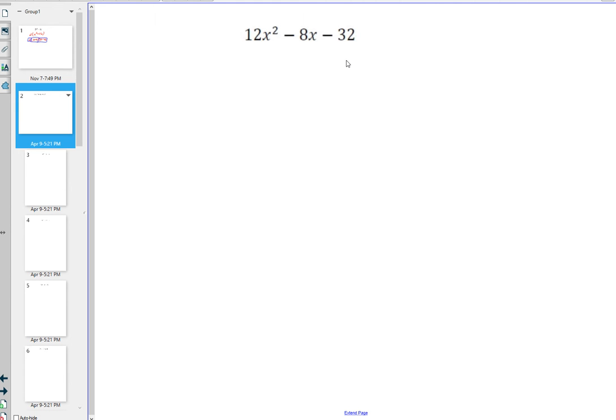But now, yes, when you start thinking more about it, there's more than just 2. There's actually 4. I can divide all of those by 4. And when I do that, I bring out the 4. That leaves me 3x squared minus 2x minus 8.